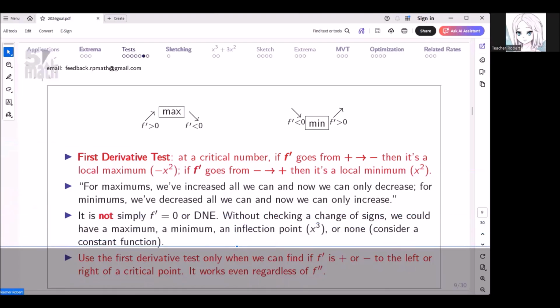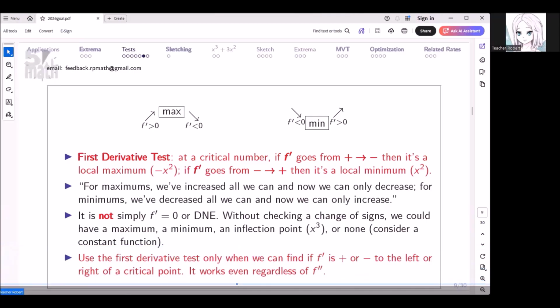It is not simply f prime equals 0 or does not exist. Without checking a change of signs, we could have a maximum, a minimum, an inflection point, x cubed, or none. Consider a constant function. Use the first derivative test only when we can find if f prime is positive or negative to the left or right of a critical point. It works even regardless of f double prime.